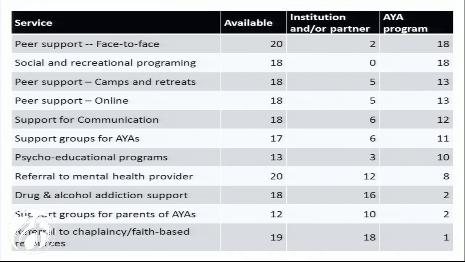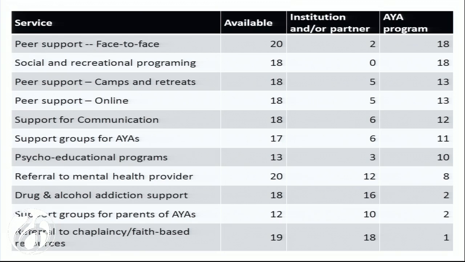Again, excuse me, a lot of information on this slide. Let me orient you a little bit to the information. You can see obviously the service is that first column on the left. Available means how many AYA programs said that their AYA patients have access to this, that this is available to them.